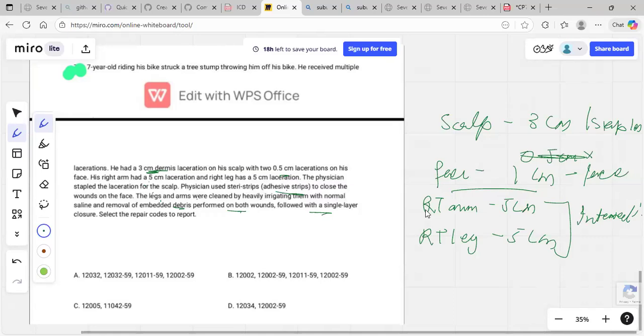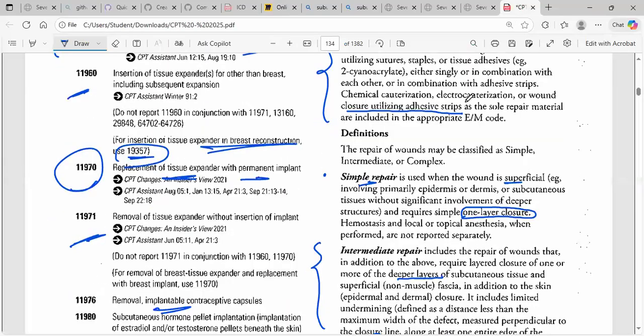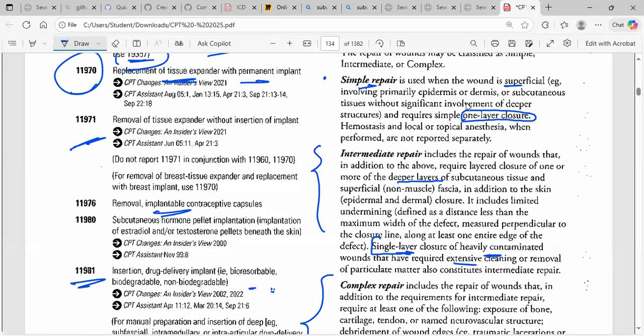Approach. So intermediate closure has been done on the right arm and the right leg. Why is it intermediate? Because it's a single layer closure, and the doctor is doing heavy irrigation. So we have a term here, we just studied that if a single layer closure has been done on heavily contaminated wounds, then we are going to consider it as an intermediate.